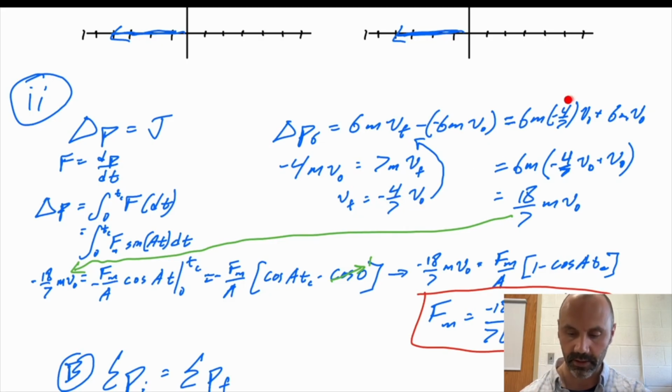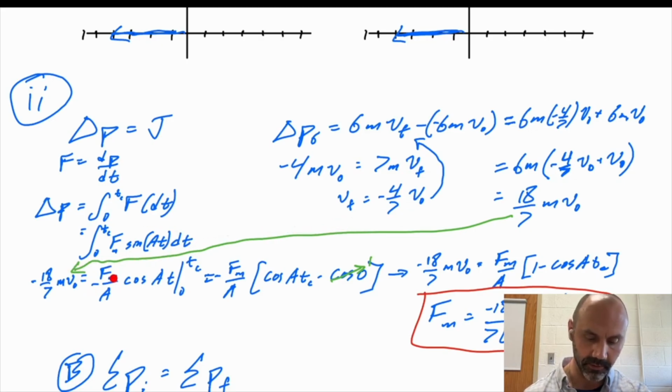So I plug that in, and that's what I get here. -4/7 V naught. I combine all this together, and I get 18/7 mv naught. This now is delta P. So I have two expressions for delta P: one, the integral f dt, and the other one, 18/7 mv naught. So that goes in here. I do the integral here.